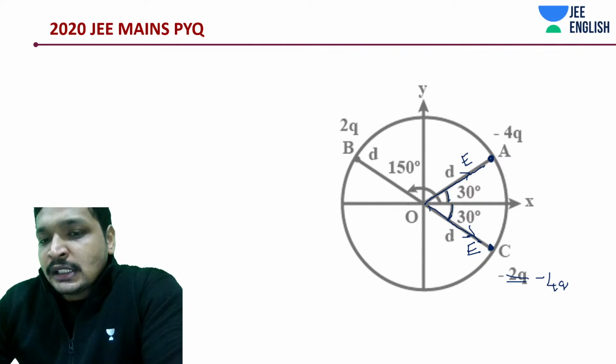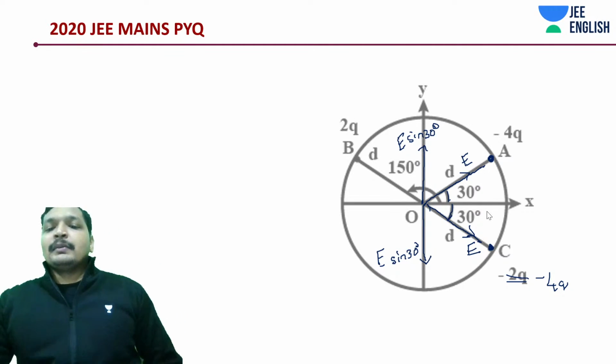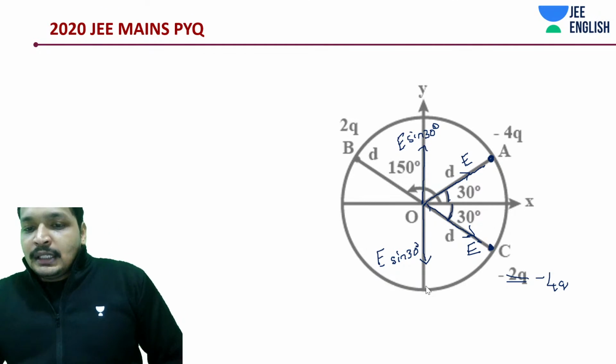Easy. Now this is going to be how much? This is going to be E sine 30, and this is going to be E sine 30, but in the opposite direction. Of course, this is going to get cancelled. Understood it in the first instance? Very good. If not, just remember this thing. Okay, these two will ultimately get cancelled out.